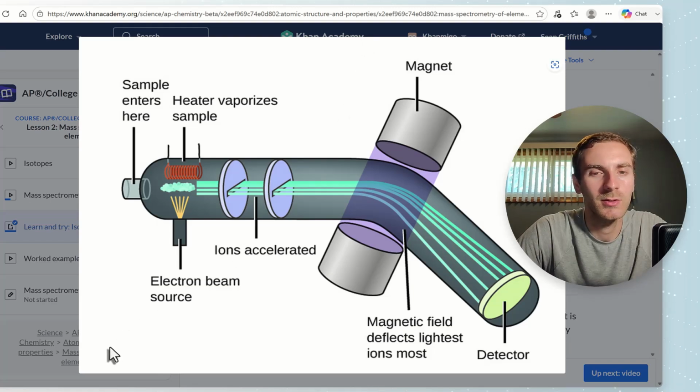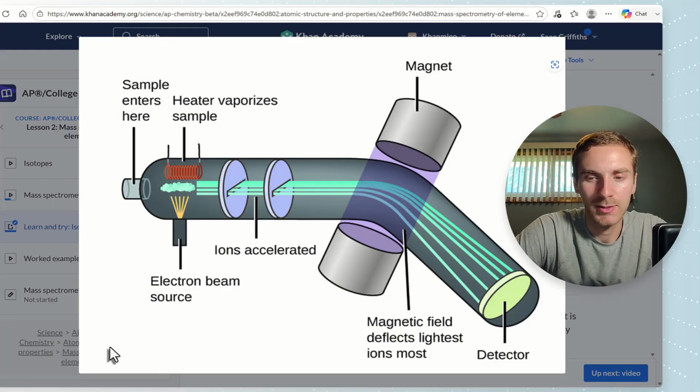In this video, I'm going to cover mass spectrometry, not in super large detail, but just in the context of what you need to know for AP chemistry, and maybe a little bit beyond, but nothing too crazy. So we have a picture here of basically how a mass spectrometer works, which is a piece of lab equipment. Credit to Khan Academy for the picture.